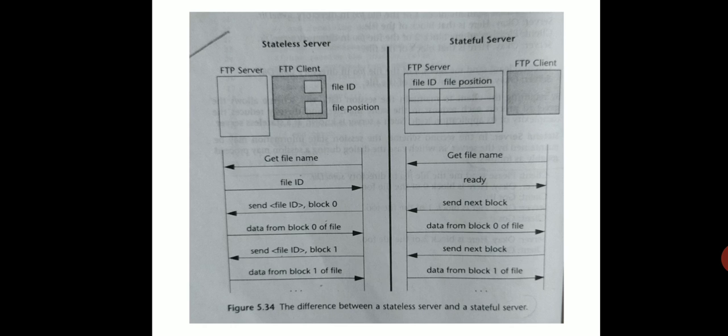And stateless server: here the FTP server maintains nothing and the FTP client maintains file ID and file position. See, the FTP client sends a message get file name and the FTP server sends file ID. The FTP client sends file ID, block 0, and gets data from block 0 of file, and the FTP client sends file ID and block 1, data from block 1 of file. So here all the state information is maintained by the FTP client.